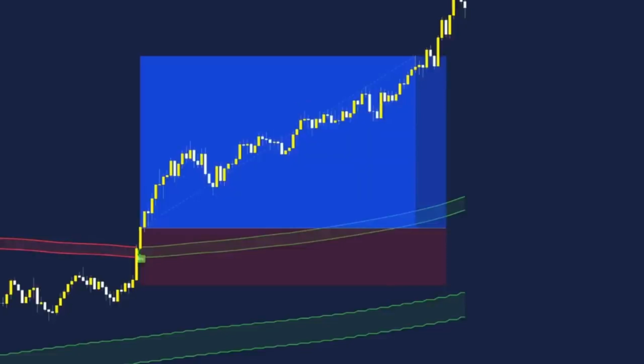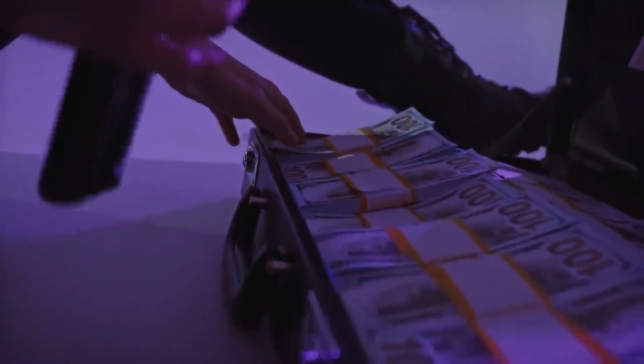So it is now time to show you 100 trading results with this very strategy scalping on the 5-minute time frame.